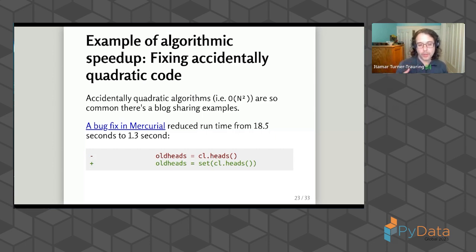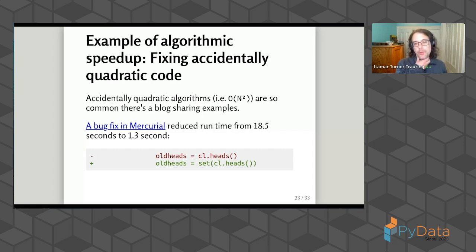And so you'll notice it's only 5 extra characters. Someone typed 5 extra characters, and now their code is running 15, 16 times faster. Right? It's not like this happens every day, but it is a real issue. Accidentally quadratic code is actually quite common.